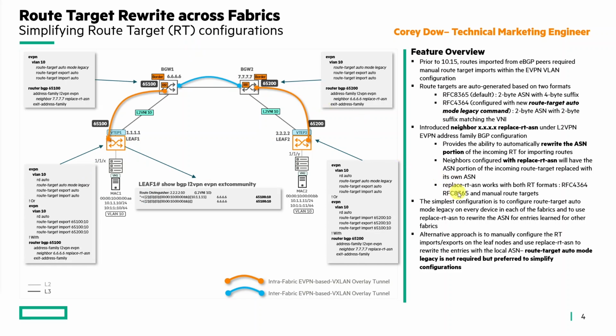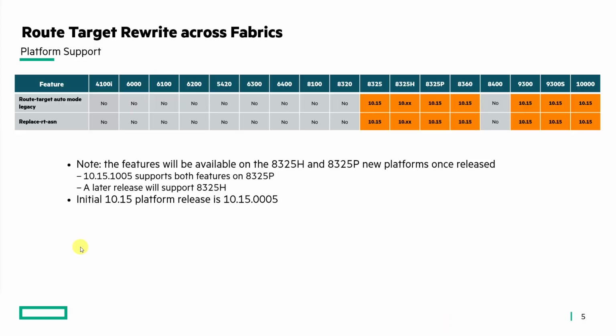An alternative approach, as we can see over here, is you can manually configure the route target imports and exports on the leaf nodes and use replace RTASN to rewrite the entries. So it's indicating that the route target auto mode legacy is not required, but it is preferred to simplify the configurations.